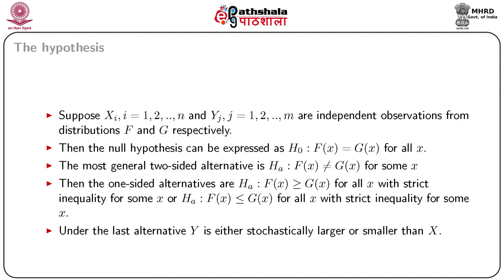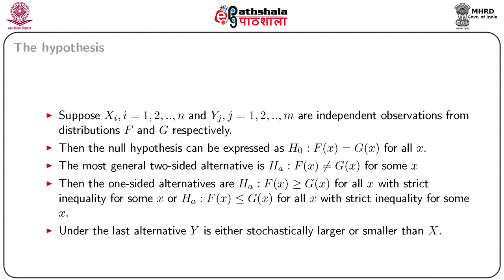The underlying objective is always to know which brand is performing better. To get a reasonable answer, we first formulate the inferential problem. Suppose x_i are n observations and y_j are m observations. All are independent, from distributions F and G respectively. Then the null hypothesis can be expressed as F(x) equal to G(x) for all x. The alternative is either one-sided or two-sided. The most general two-sided alternative is expressed as F(x) not equal to G(x) for some x.